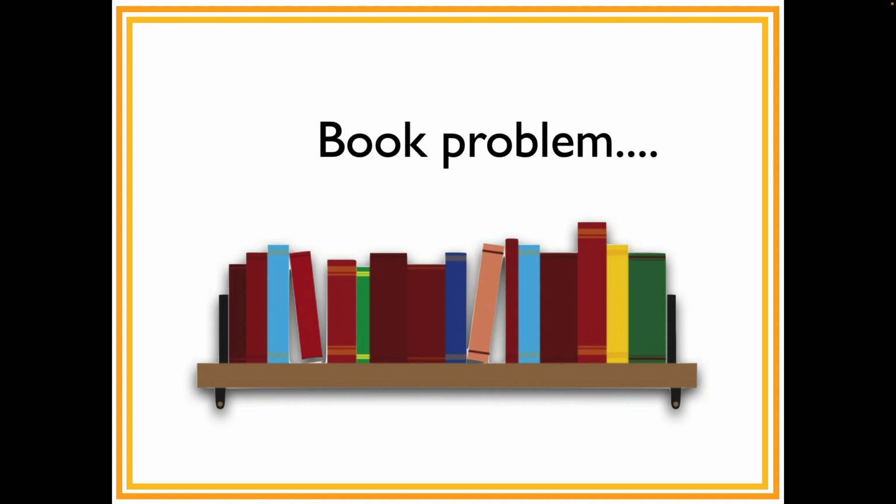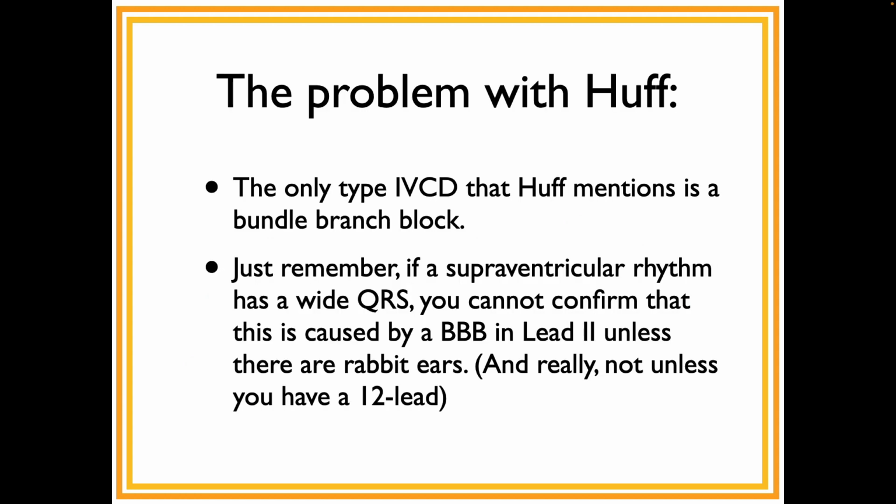Okay, there's a problem with Huff. This week you'll be practicing in the section that covers bundle branch blocks. Huff does not use the term IVCD. I don't know why not. All they talk about are bundle branch blocks. So every time there's a wide QRS with a supraventricular rhythm, they always say it's a bundle branch block. Okay? I don't want you to do that. I want you to use the term IVCD. Later on, when we get to 12 leads, we can be more precise. But for now, we're going to use the umbrella term. Does that make sense?